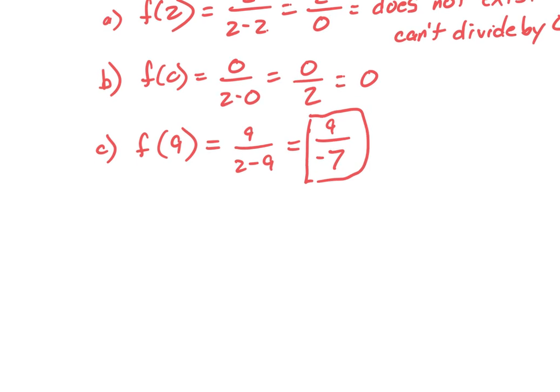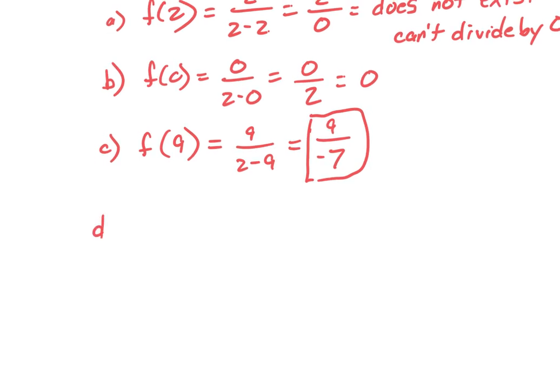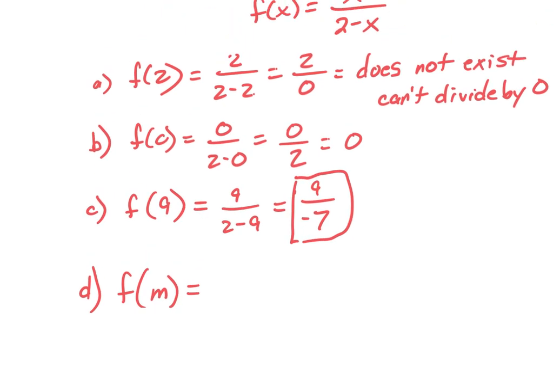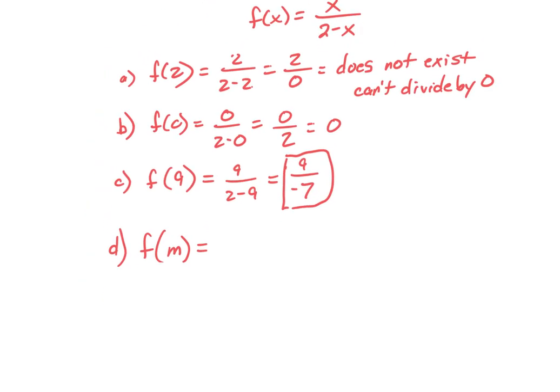Okay, another one here, just to give you a little bit of a taste of everything. If I said, what is f of m? So now we're going to take m and put it in for x. Wherever there's an x, we put in m. So it's not a number anymore. Now it's a variable, right? And if we try to look at how we simplify this, well, we can't, okay?